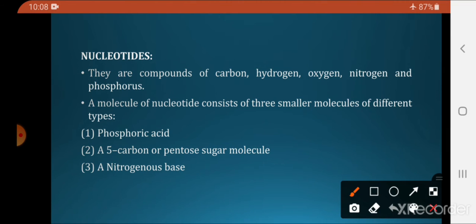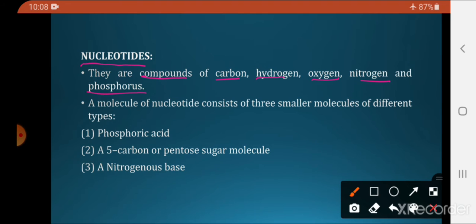So what are nucleic acids? They are polynucleotides. So let us understand what a nucleotide is and what it is composed of. Let us begin with the nucleotides. They are compounds of carbon, hydrogen, oxygen, nitrogen and phosphorus. What does a nucleotide contain? Carbon, hydrogen, oxygen, nitrogen and phosphorus.